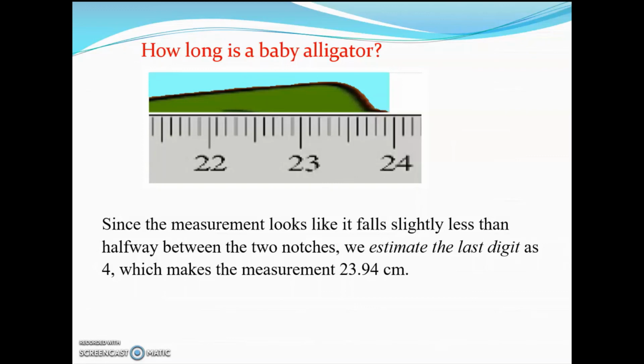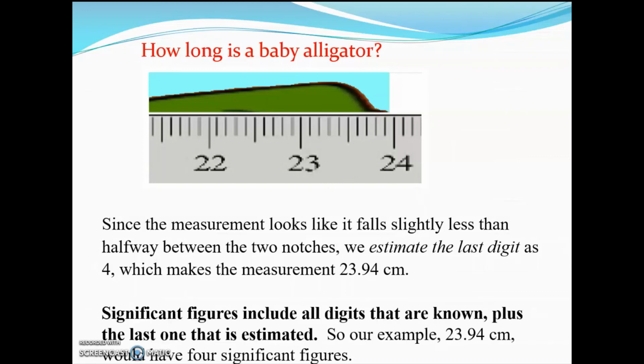All right. That last digit, again, is the estimated digit. And it's extremely important because there's very often mistakes on this. Just not realizing the fact that significant figures include all the digits that are known, plus that last one, which is estimated. The fact that the estimated digit is a significant figure will throw people sometimes.